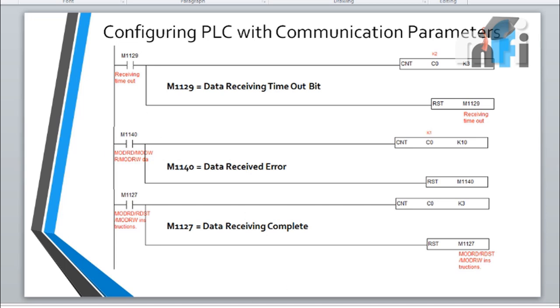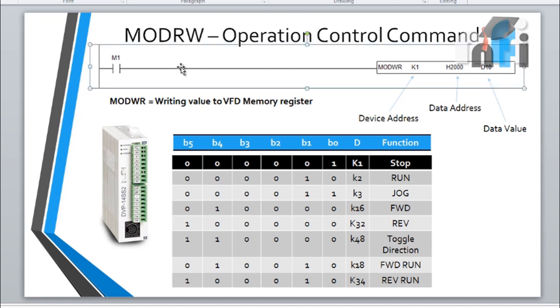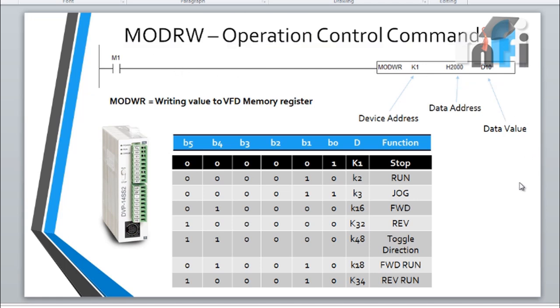Then comes your MODWR. This is the program which will write the values for different operations of a drive. For example, it's run, jog, forward, reverse, changing the directions. So how does it work?